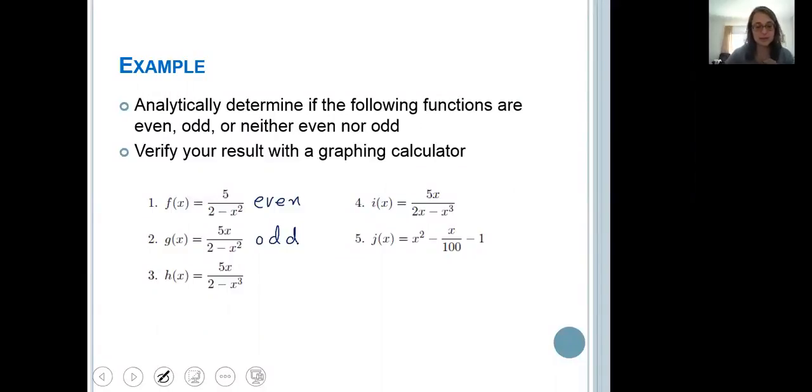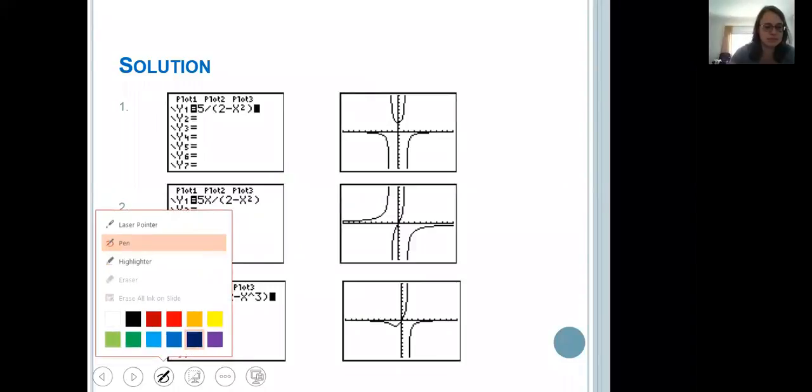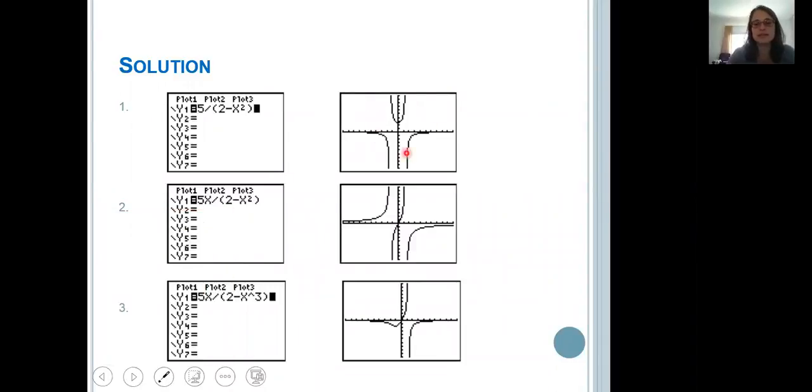I want you to check these others and see what you come up with. And let's take a look at what the results are. Okay, if we plot the first one, we get this. You can do this on your TI. In fact, these are screenshots from a TI. Plot 5 over 2 minus x squared. Be sure your denominator is in parentheses. You're going to get this graph.